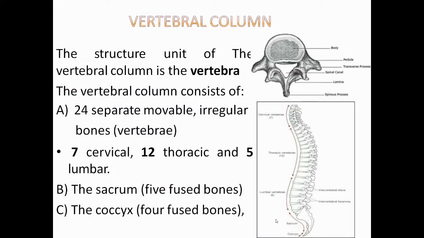Now we will study the vertebral column. The structural unit of the vertebral column is the vertebra. The vertebral column consists of 24 separate movable irregular bones: 7 cervical, 12 thoracic and 5 lumbar vertebrae. The sacrum is composed of 5 fused bones and the coccyx is composed of 4 fused bones.